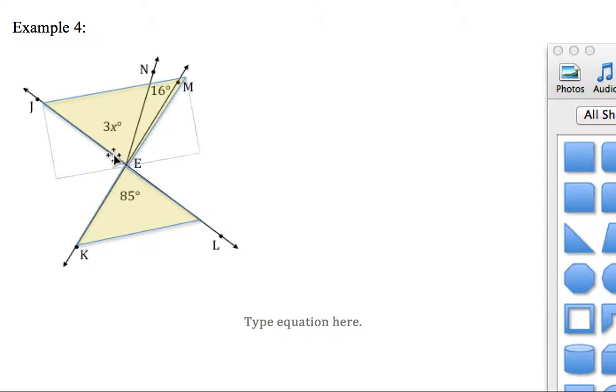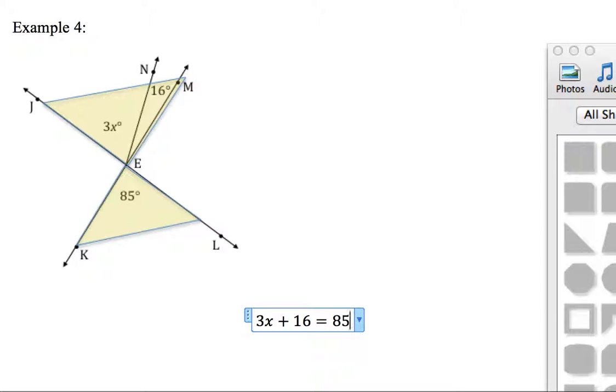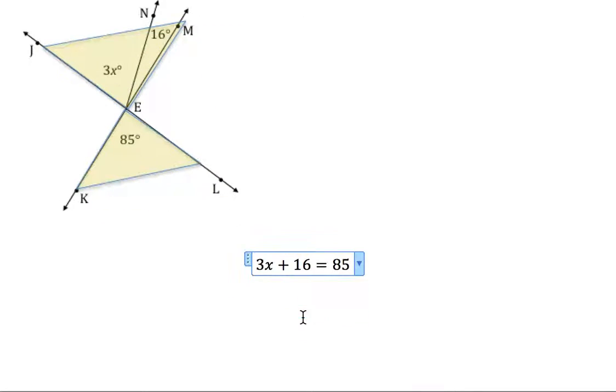If these two yellow angles are equal to each other, then 3x plus 16, because this large yellow angle on top is going to be the 3x plus the 16 degrees, has to equal 85. So you see how that went from something that looked fairly complicated to being an algebra equation that we know how to solve. So I recognized that the 3x and the 16 together has to be the same as the 85 because they're vertical angles. It doesn't matter that this one is further split. So now it's an algebra problem I can solve the way I'm used to.